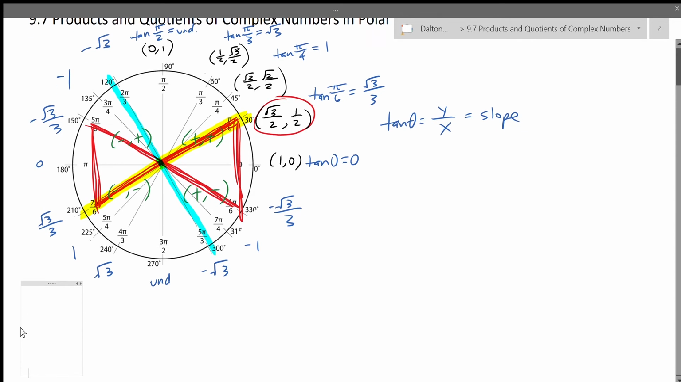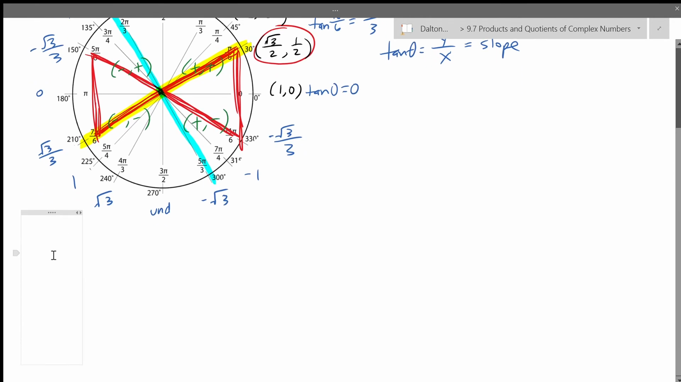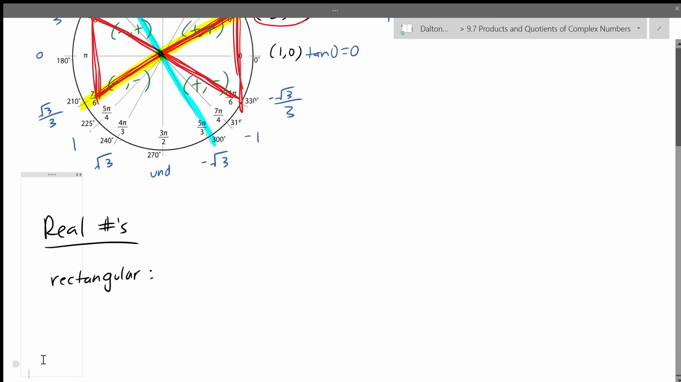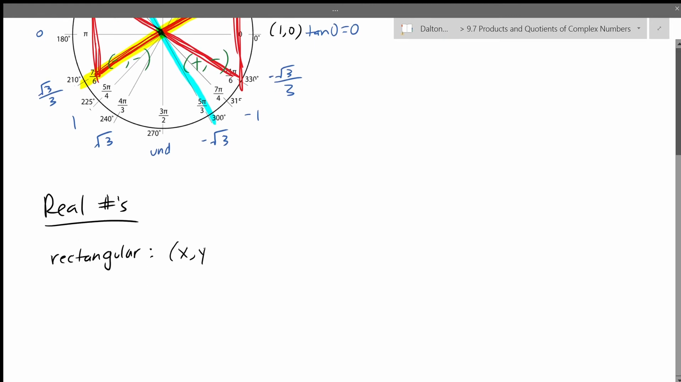The next thing I want to review is the difference between our real numbers and our imaginary numbers. Okay, so real numbers that we have discussed so far could be in two forms. We have rectangular numbers, which when we graph that on the rectangular plane, those are just in the form of x comma y. This is very typical of math even before my class. And then at the very first part of this chapter, we learned about polar coordinates, which have the ordered pair r comma theta. Both of these are different forms, but they represent real numbers.